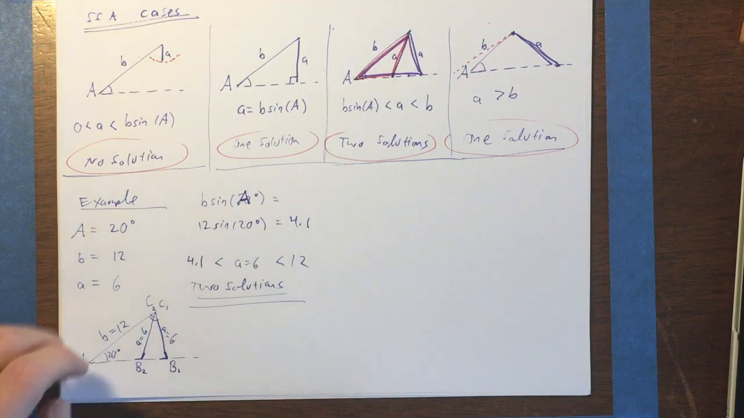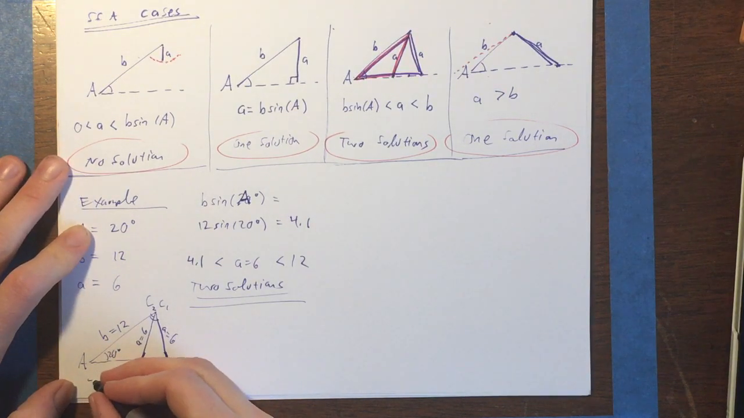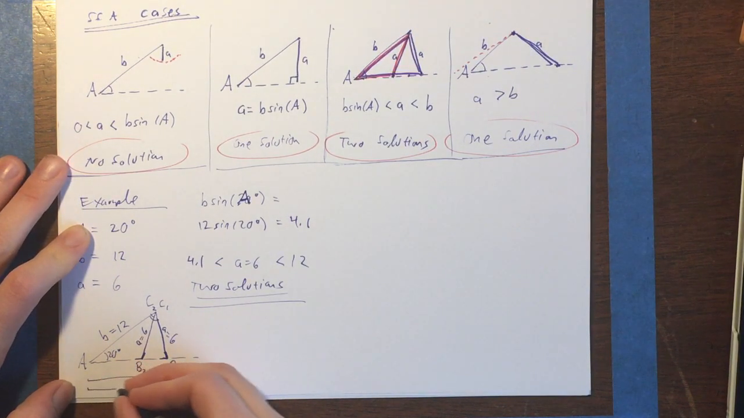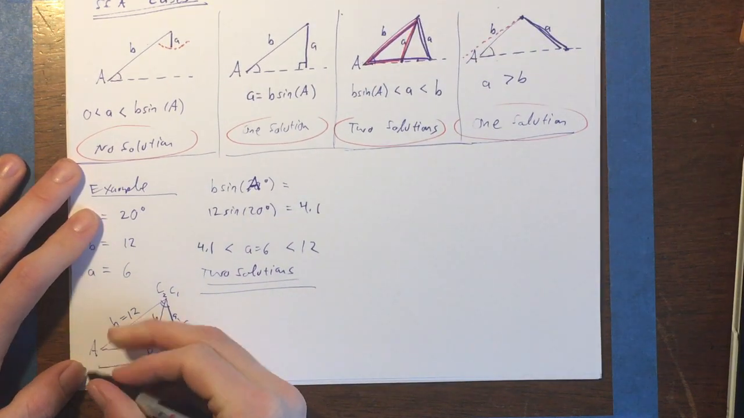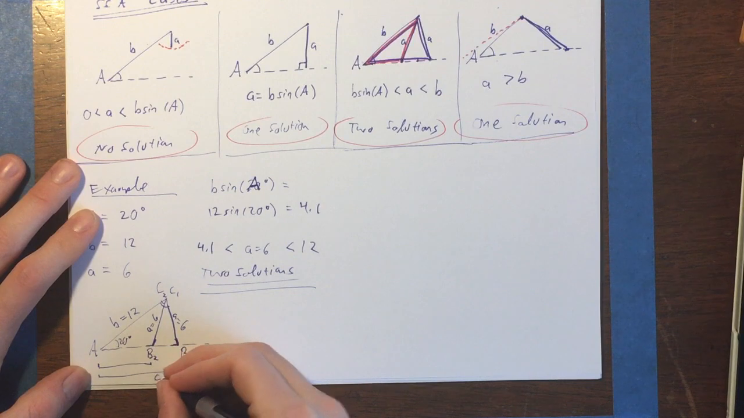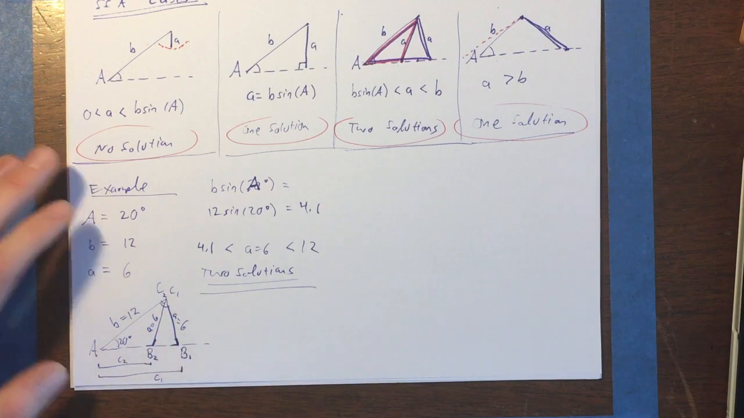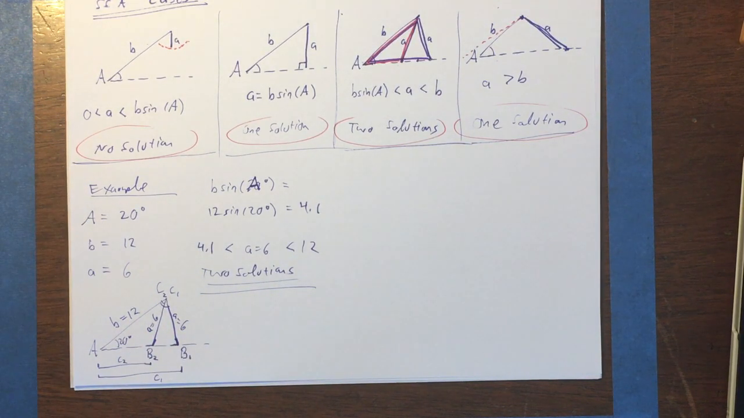And then for the side length C, we also have two possible values. Side C is going to be either this long or this long, right? And this would be C1, and this would be C2, lowercase c1 and c2. So we're going to end up having two possible triangle solutions that we're going to get from this.